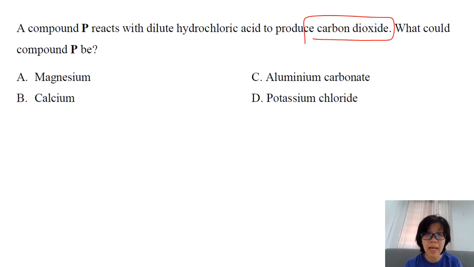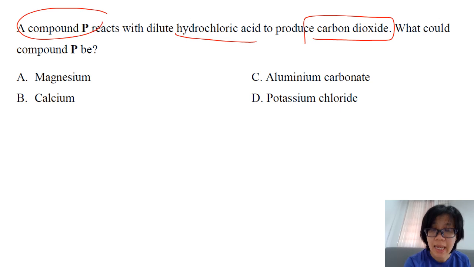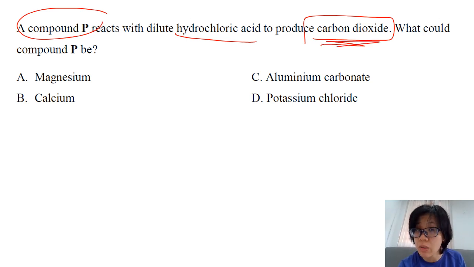Acid plus metal, just now we talked about the calcium one, acid plus metal gives salt plus hydrogen, acid plus carbonate gives salt plus carbon dioxide plus water. So we have an acid here. This particular compound has to be a carbonate in order to produce carbon dioxide.